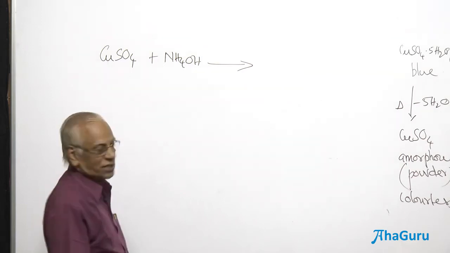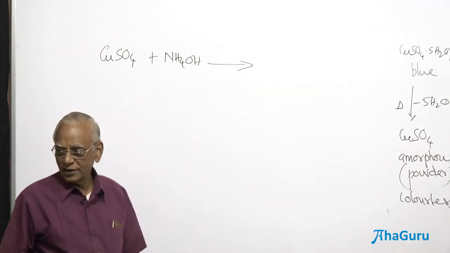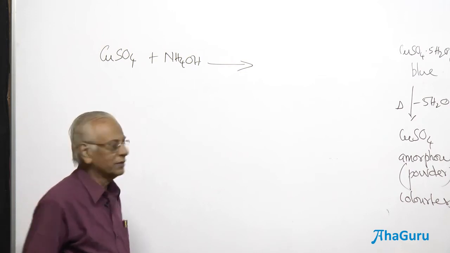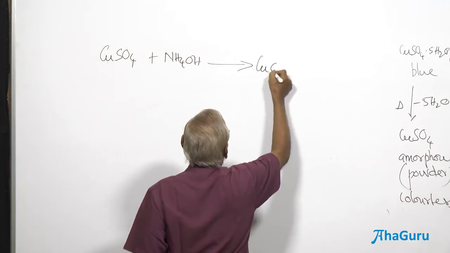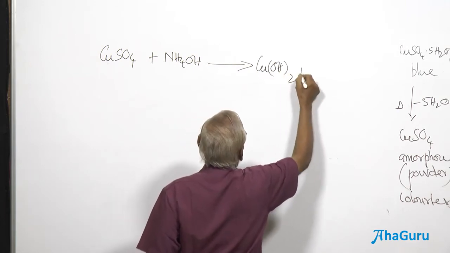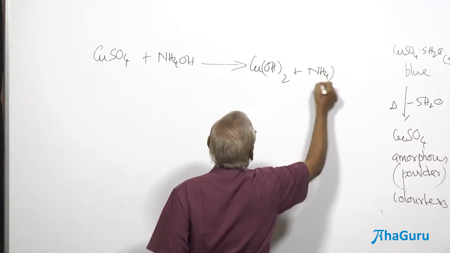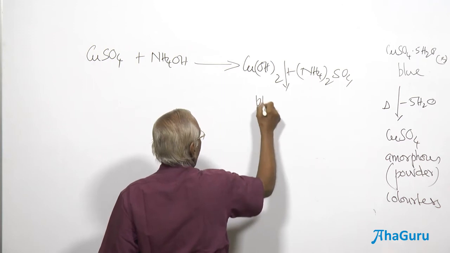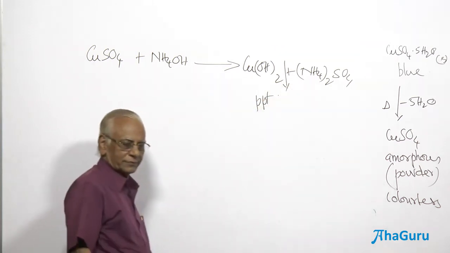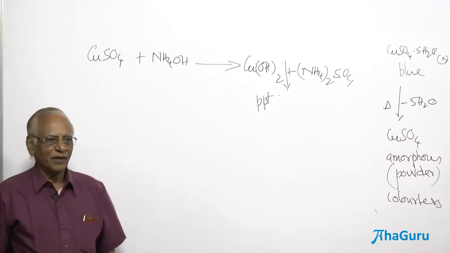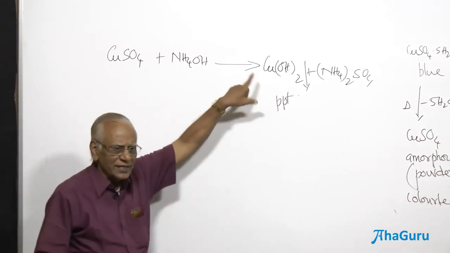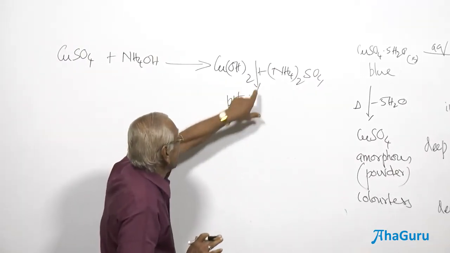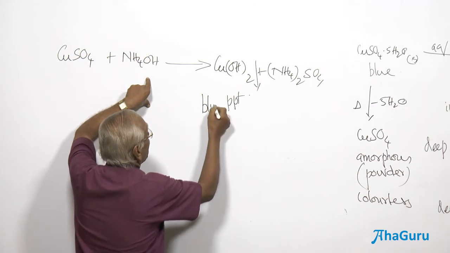Ammonium sulfate, one product. The other product is? Copper, formula. Cupric hydroxide. Cupric hydroxide plus ammonium sulfate. Good, very good. And cupric hydroxide is a precipitate. It is insoluble. We are going to see that later, cupric hydroxide precipitate. Now let us assume, take it for granted, you are getting a precipitate. That is going to be a blue precipitate.